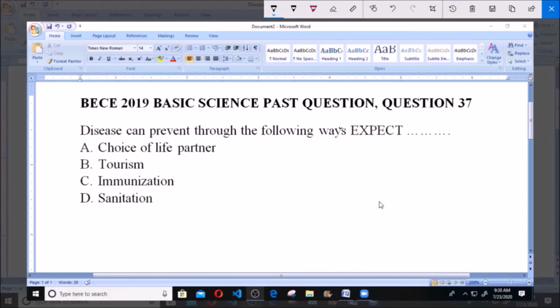Hello, good day. Today we're going to be looking at Bece 2019 Basic Science Past Question, question 37. Disease can be prevented through the following ways, except A. Choice of life partner, B. Tourism, C. Immunization, and D. Sanitation. So we have to choose an option which is not a way of preventing disease.